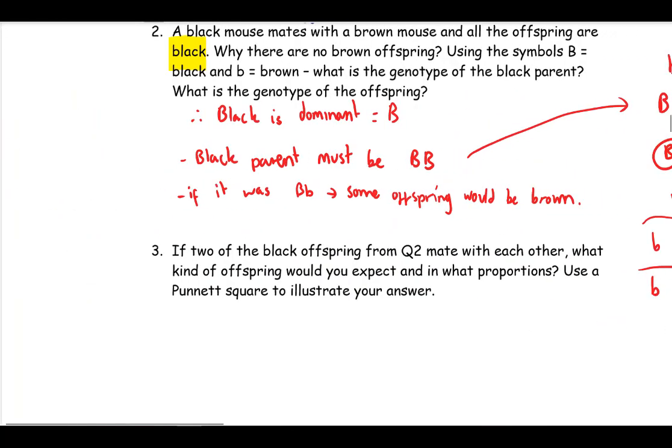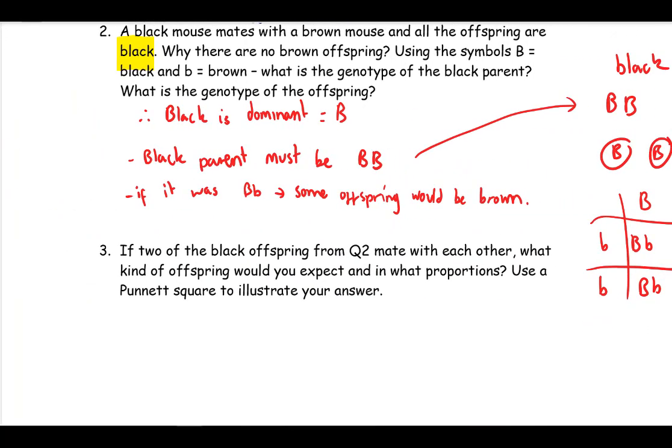So in this example, the genotype of the black parent must be big B, big B. And the genotype of the offspring, all offspring are big B, little b. They're all black, so they all have to have one big B.